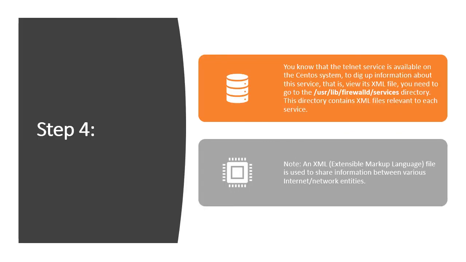Step 4. You know that the telnet service is available on the CentOS system. To dig up information about the service, that is, view its XML file, you need to go to the /usr/lib/firewalld/services directory. This directory contains XML files relevant to each service. Note: an XML or extensible markup language file is used to share information between the Internet and various network entities on your system.